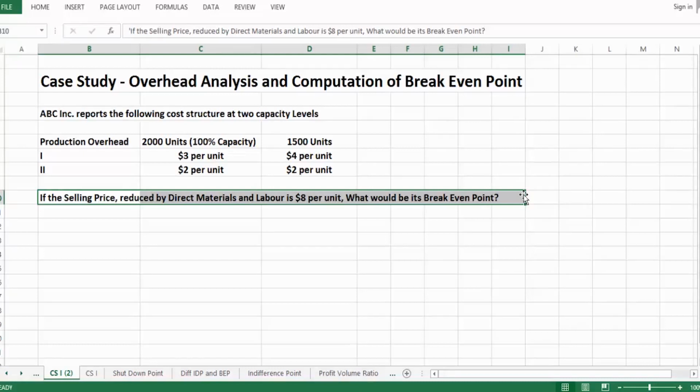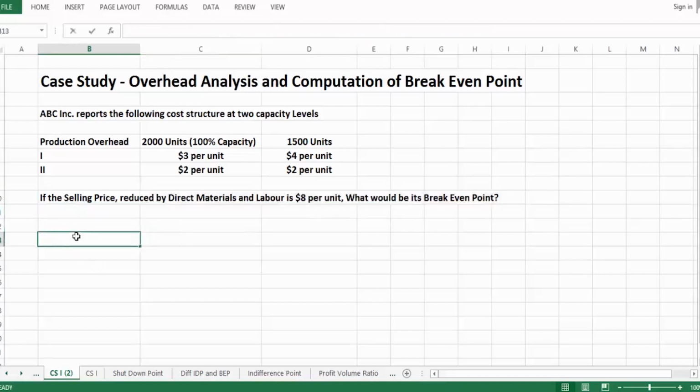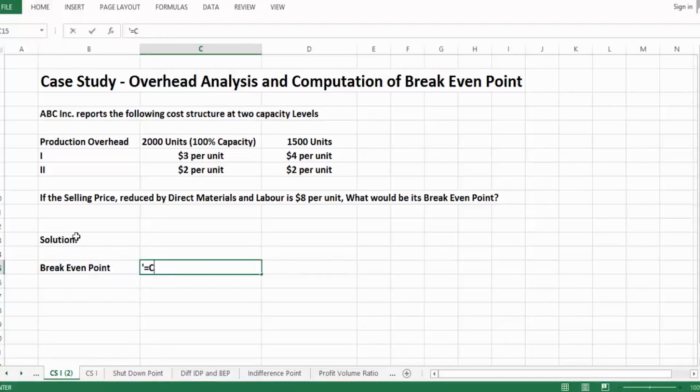So how do we find break-even point? Break-even point, the general formula I'll just give here. Break-even point we can find generally as fixed cost divided by contribution per unit. So now you have to find the fixed cost, you should find the contribution per unit. So how would you find the fixed cost? How would you find the contribution per unit?